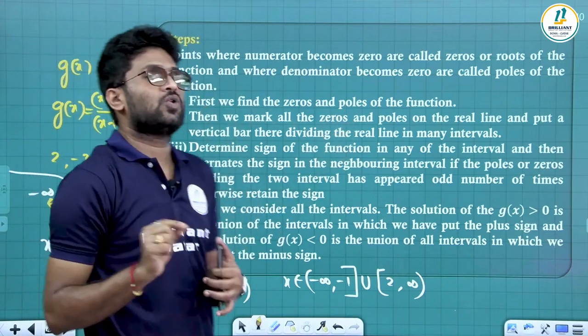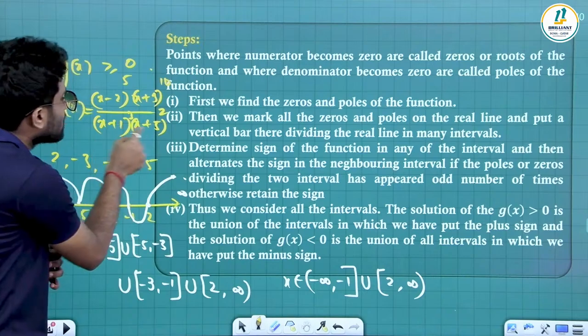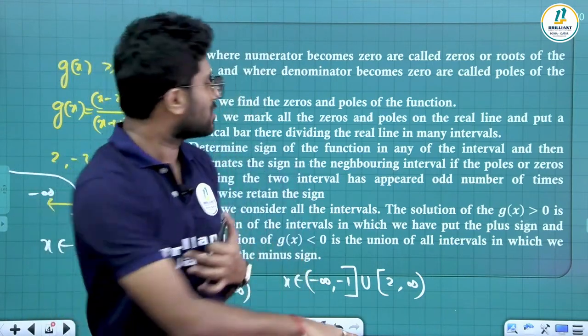Denominator pole shouldn't be included in the solution. That means the denominator values, these minus 1 and minus 5, should never be included in the solution.